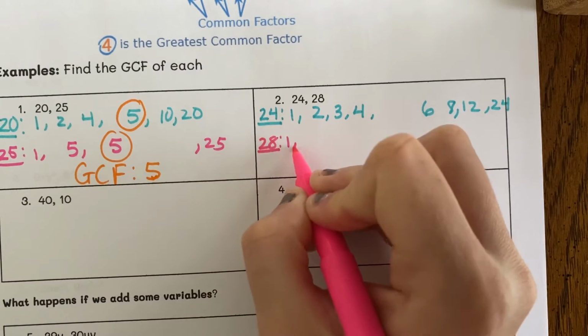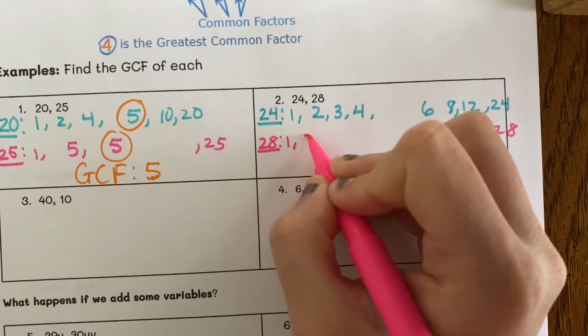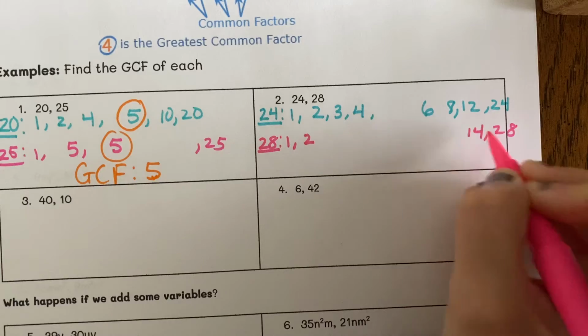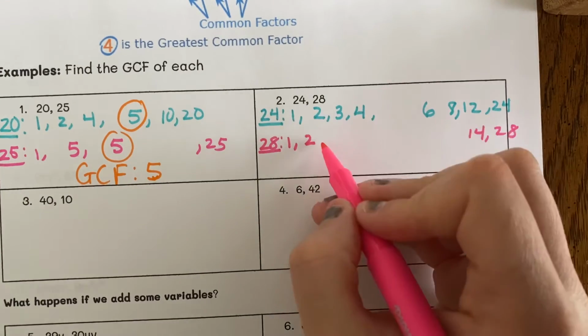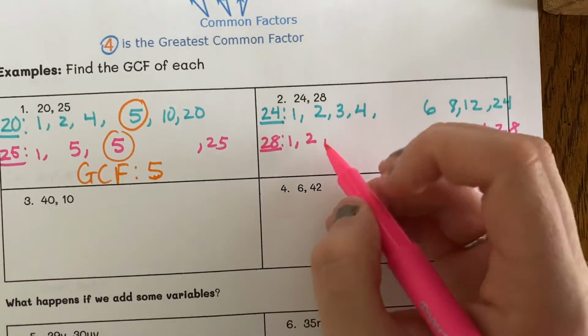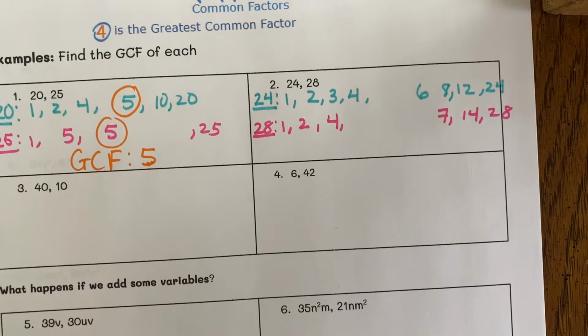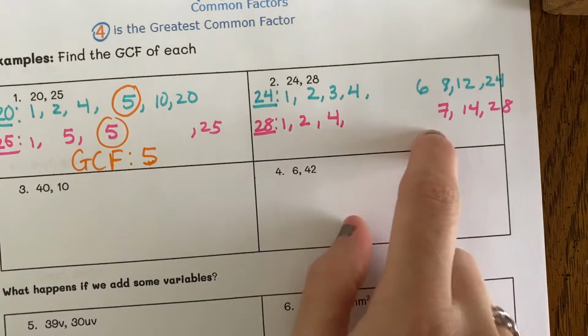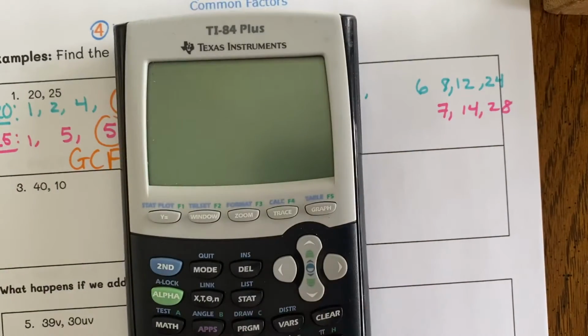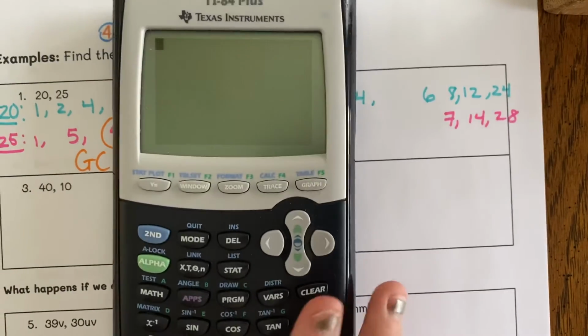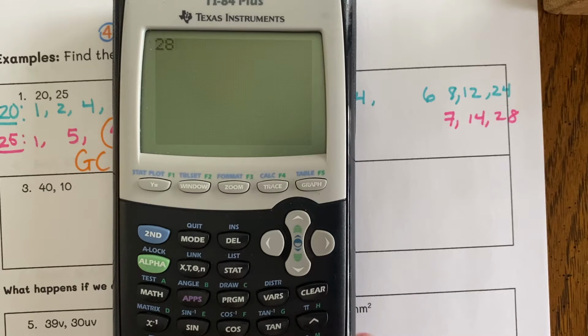So for 28, I have 1 and 28. 2 and 14. 3 doesn't go into 28. 4 does. 4 and 7. 5 doesn't go into 28. 6 doesn't go into 28. And then I'm back at 7 and 4. Another way to check to see if it's a factor, you could just divide. So if I wasn't sure if 6 was a factor, I could do 28 divided by 6. I get a decimal, so it's not a factor. But if I do 28 divided by 7, I get a whole number, so it is a factor.